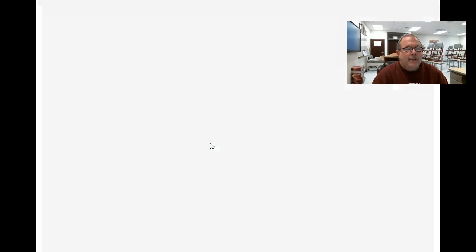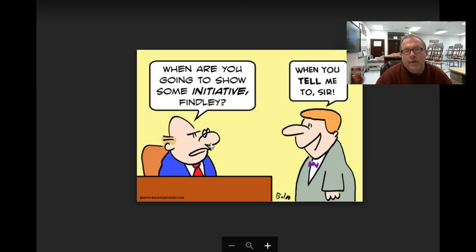One is the initiative. The initiative, as made fun of by this political cartoon here, means to do something on your own without being told to do it. In political terms, an initiative is legislation written by the citizens and then presented to the legislature to put it up for a vote. So basically the citizens present their own legislation. That's an initiative.